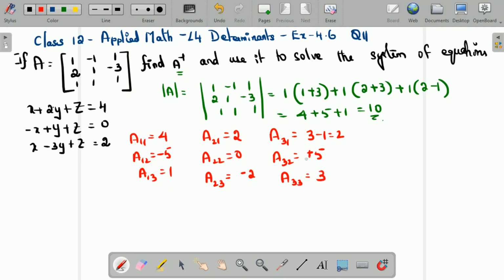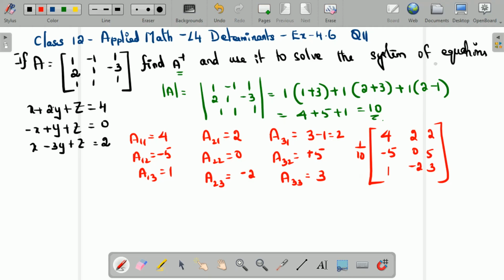Now that we have this, the adjoint of A can be written as the transpose of the cofactors. So this will be 4, minus 5, 1; 2, 0, minus 2; 2, 5 and 3. Now the A inverse will be 1 by 10 of this particular adjoint. So this is the A inverse value.